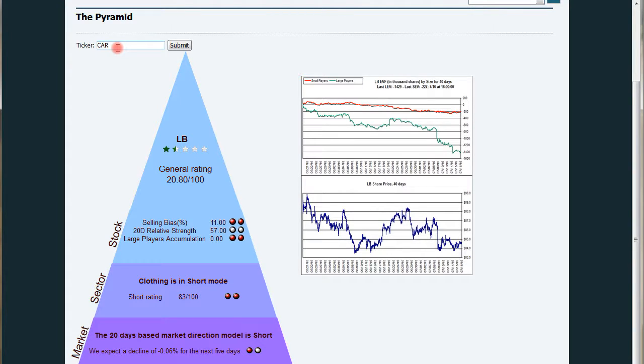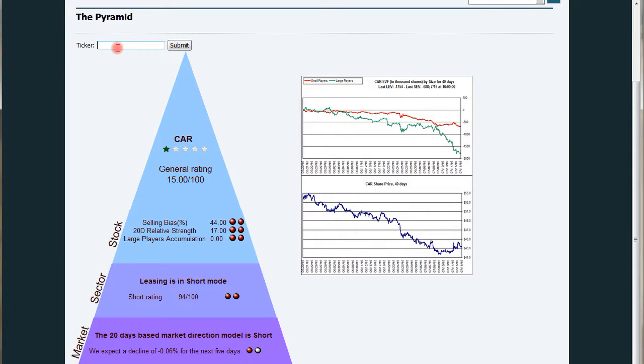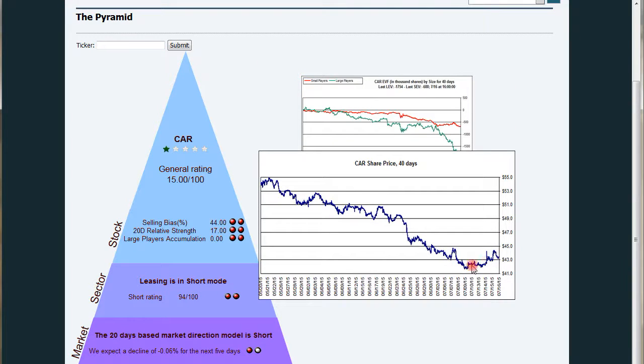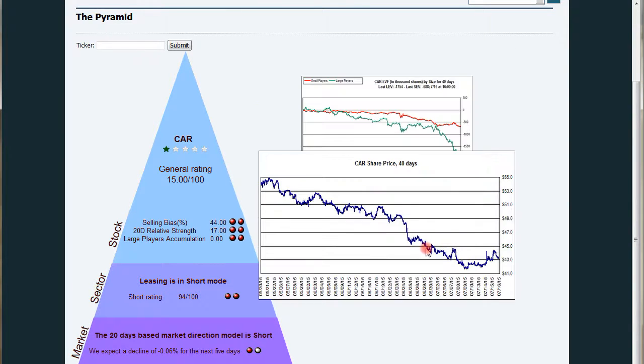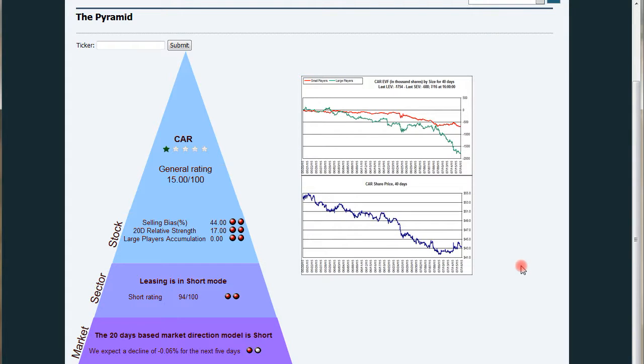I think Car was also there. Car is a leasing company in Europe. You can see that it is a bit bouncing, but bounce of yesterday failed here, and the large effective volume is down. So yeah, we could try a bounce again around this area and see what it gives.